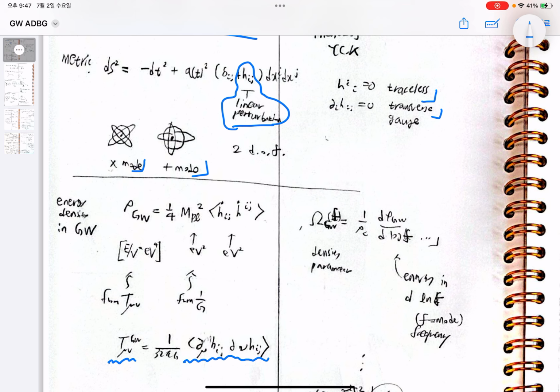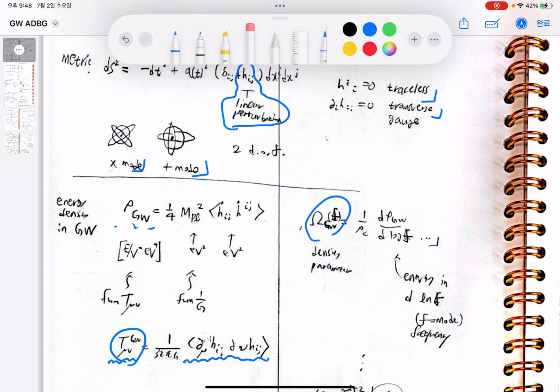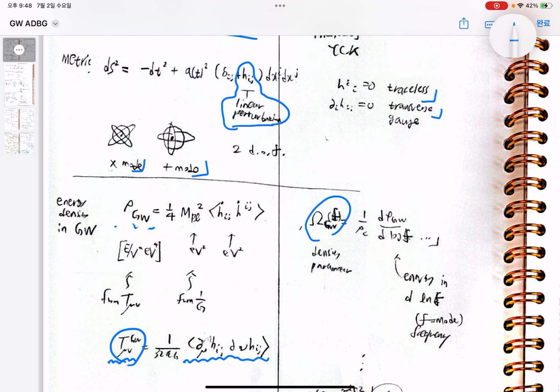as derivatives of the linear perturbed metric, and the 0-0 component of T-mu-nu is given by the energy density. And the density parameter, as a ratio between the gravitational wave energy density and the critical energy density of the universe, is given by the following form.